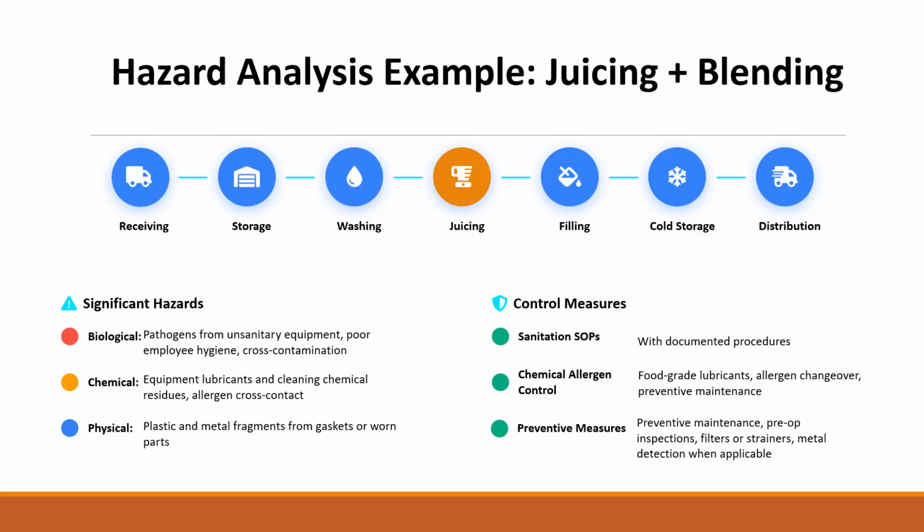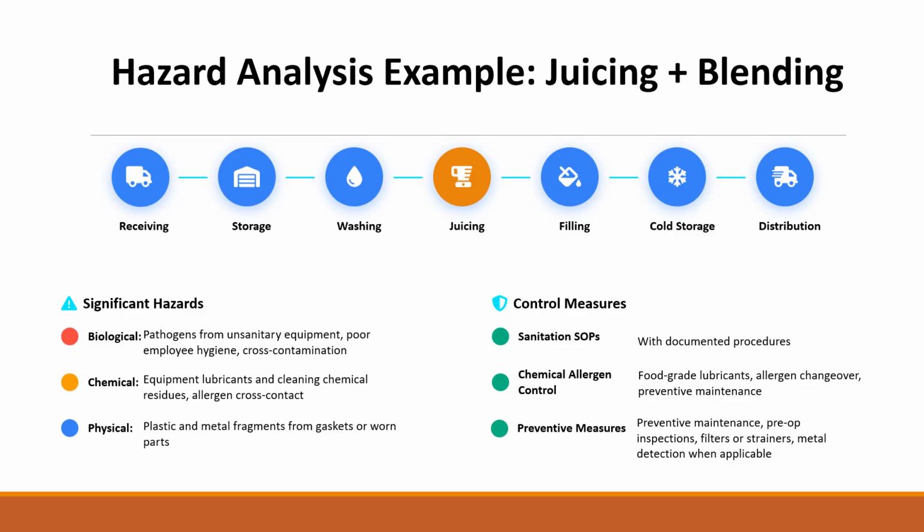Juicing and blending is a step where contamination can occur quickly because product surfaces are broken open and exposure increases. From a biological standpoint, pathogens can be introduced through unsanitary equipment, poor employee practices, or cross-contamination between batches. When equipment is not cleaned effectively, the risk of biofilm formation also increases. These biological hazards are controlled through sanitation stops, validated cleaning procedures where needed, good manufacturing practices, employee hygiene, and environmental controls.